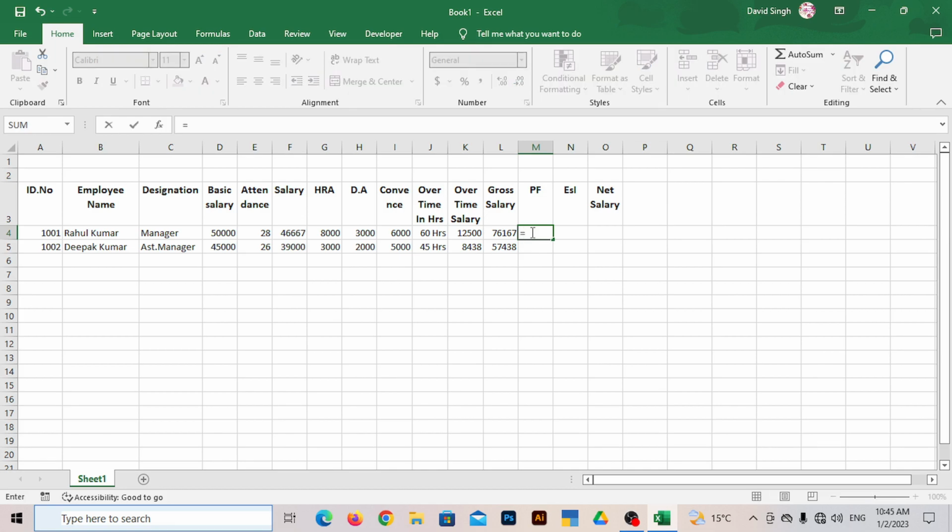Here we calculate the PF as salary multiplied by 12%. We got the 12% PF, and the same for Deepak also.